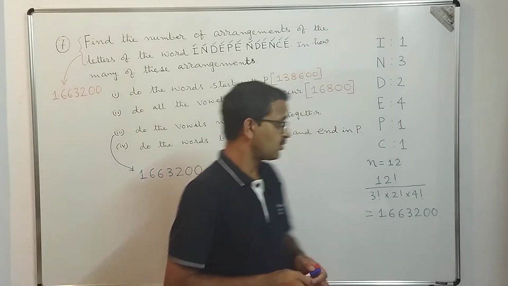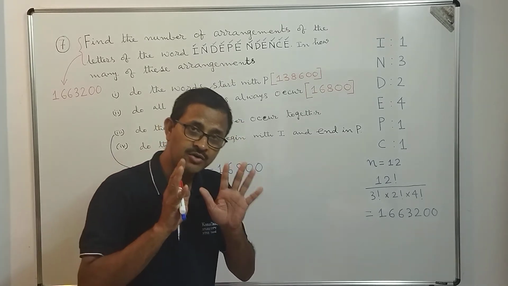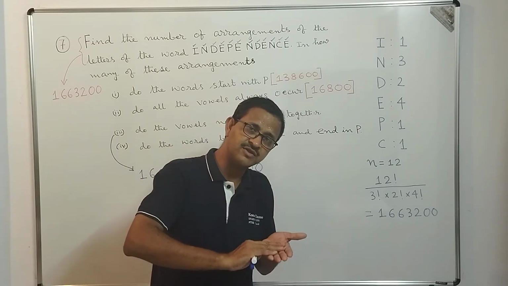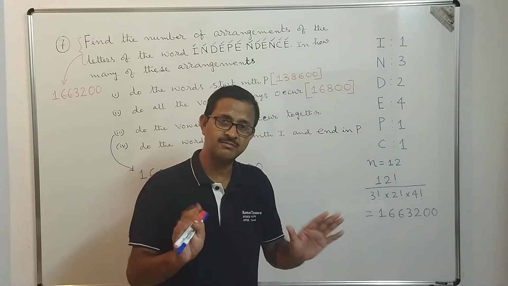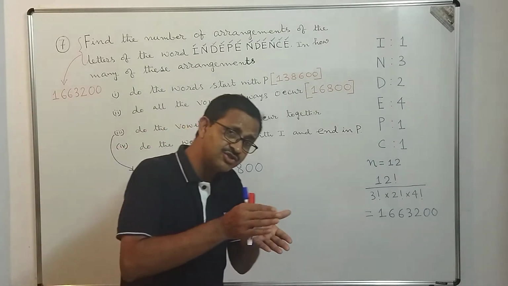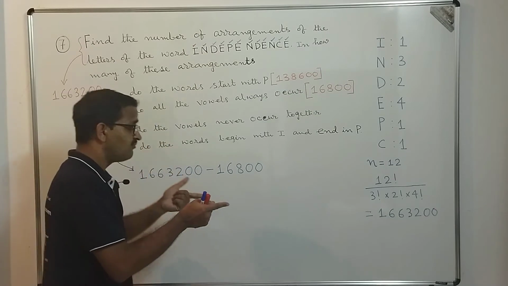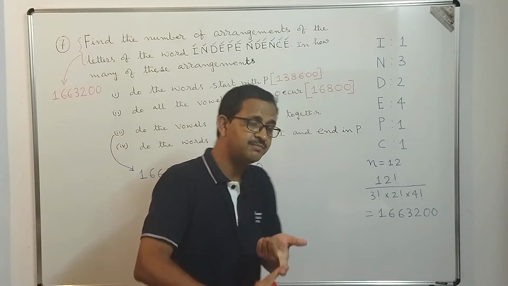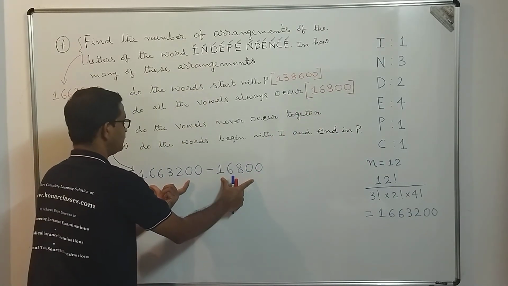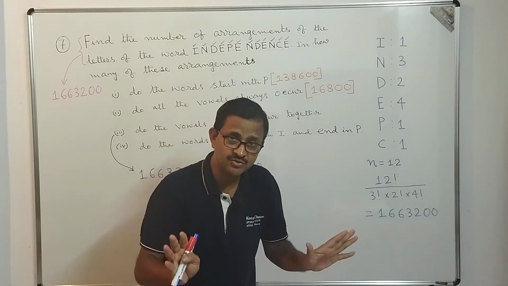The question here is that the vowels never occur together. For that, what we are doing is first counting all the possible arrangements, including those where vowels occur together and those where they do not. What is the possible number of arrangements? That is 1663200. Out of these arrangements, we found there are 16800 arrangements where the vowels always occur together. That means if we subtract this number, 16800, from 1663200, we will get the number of arrangements where the vowels never occur together.